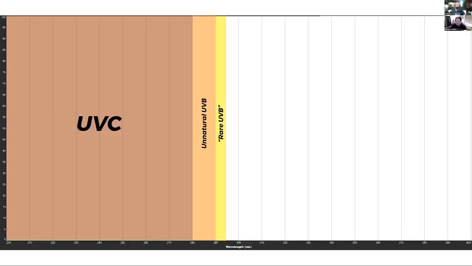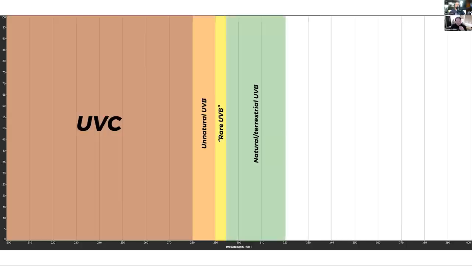Again, that's not an agreed technical term. That's just me. And that's from about 290 to about 295 nanometers. Okay. Then from 295 to 320-ish nanometers, we have what we call the natural or the terrestrial UVB. So this is the stuff that if you go outside in the sun, you will be exposed to this.